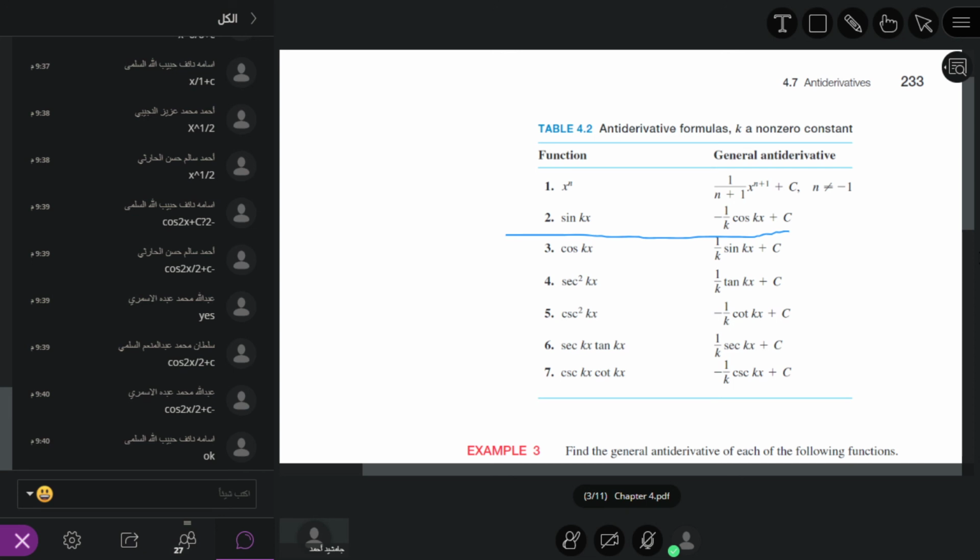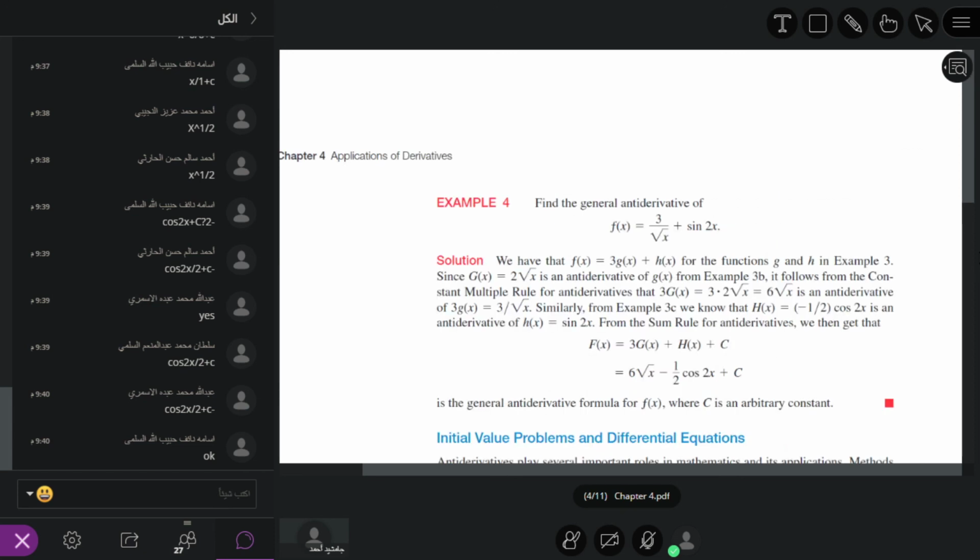Okay, so now here if you see, we have the following example. f(x) = 3 divided by the square root of x plus sine 2x. So the square root of x, we shift onto the numerator. So this becomes 3 times x^(-1/2) plus sine 2x. So what will be the antiderivative of x^(-1/2)?